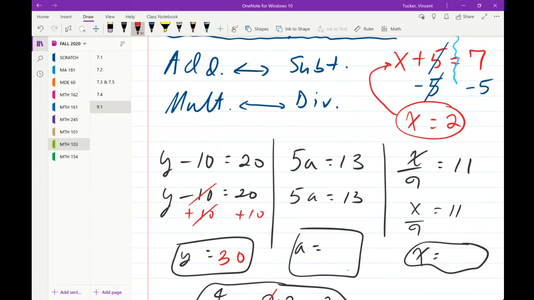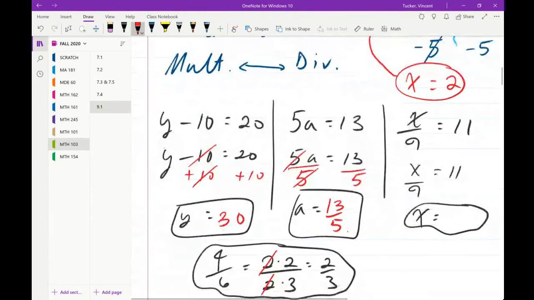Next one is 5a equal to 13. So that's 5 times a. So if I want to undo the multiplication by 5, I will divide by 5. 5 cancels on the left, leaving me with just a. 13 divided by 5 is my answer. Since 5 can't divide into 13 evenly, I can leave it as a fraction.